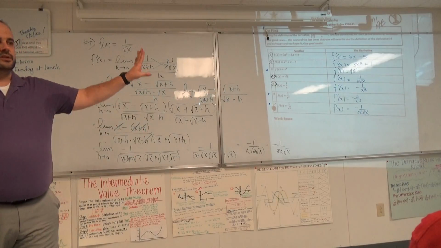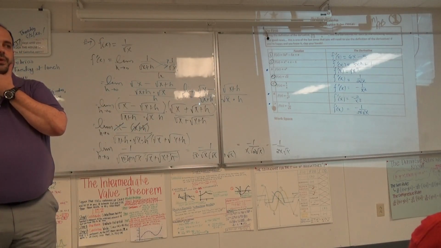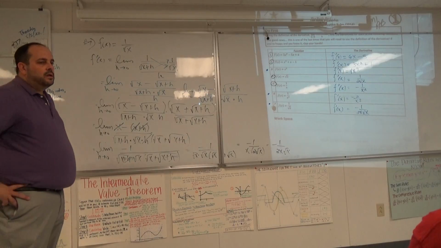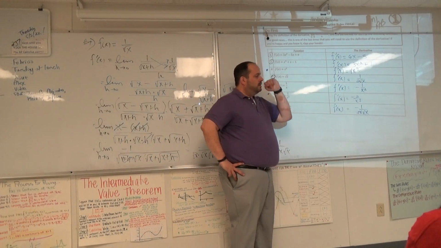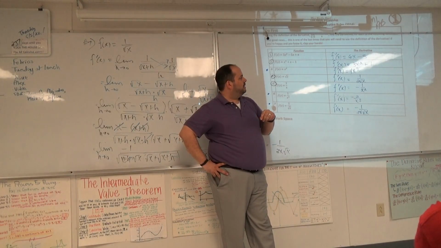Look at the original function. Look at those derivatives, especially the first three. Jasmine, what do you see? That the exponent goes down by 1, and then the first part is multiplied by the amount that the exponent was. You know what I mean?